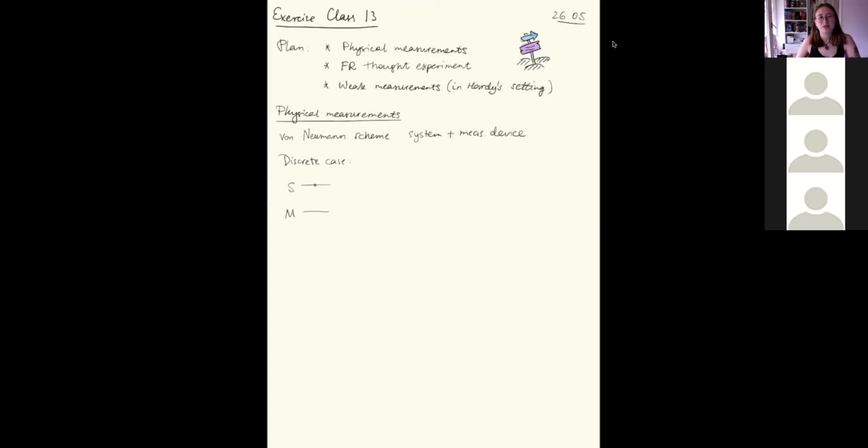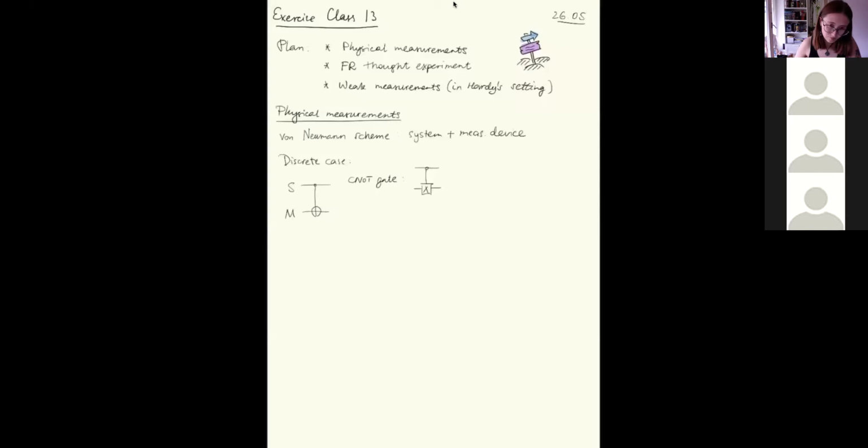So it flips the state of the, sorry, it seems that you cannot see what I'm writing. Let me reload the sharing. Okay, now it should be good.